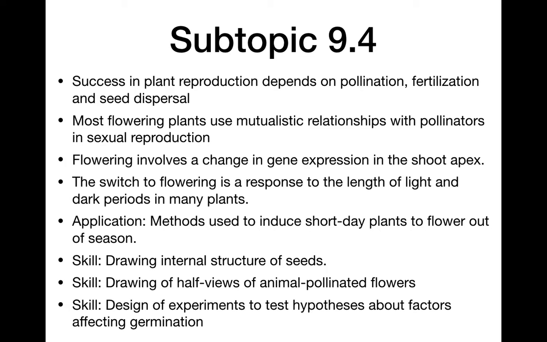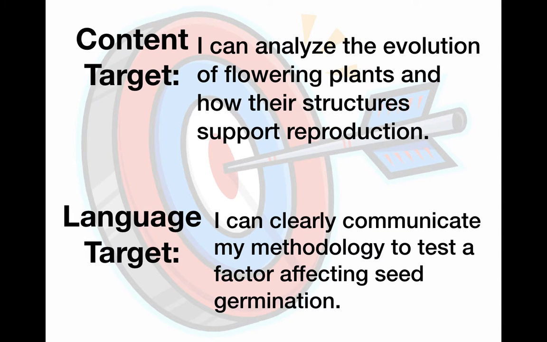And our skill is design of experiments to test hypotheses about factors affecting germination. Hopefully you'll be able to actually do some experiments, but if not, you'll at least be able to plan experiments correctly with the right variables. Here are our targets. I can analyze the evolution of flowering plants and how their structures support reproduction, and I can clearly communicate my methodology to test a factor affecting seed germination.